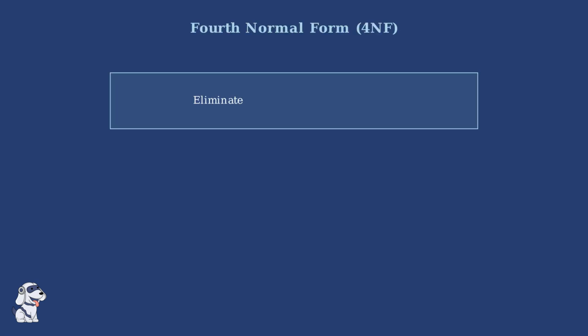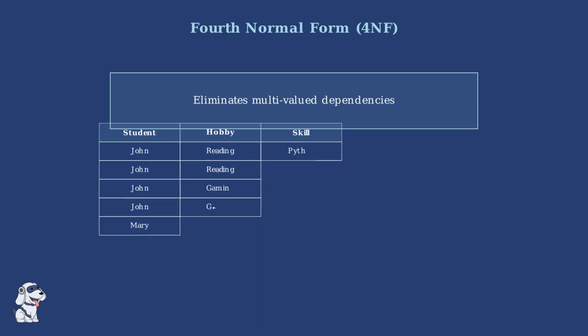Fourth normal form addresses multi-valued dependencies. This occurs when one attribute determines multiple independent sets of values. For example, a student can have multiple hobbies and multiple skills, but these are independent of each other. Here's a problematic table where students have both hobbies and skills. Notice how John appears multiple times with different combinations, creating unnecessary redundancy and potential inconsistencies.